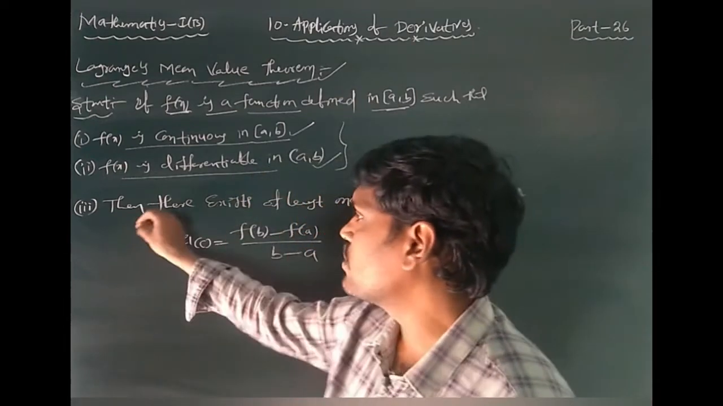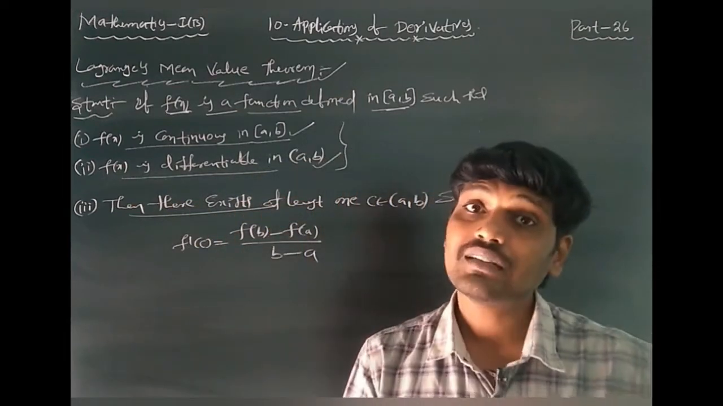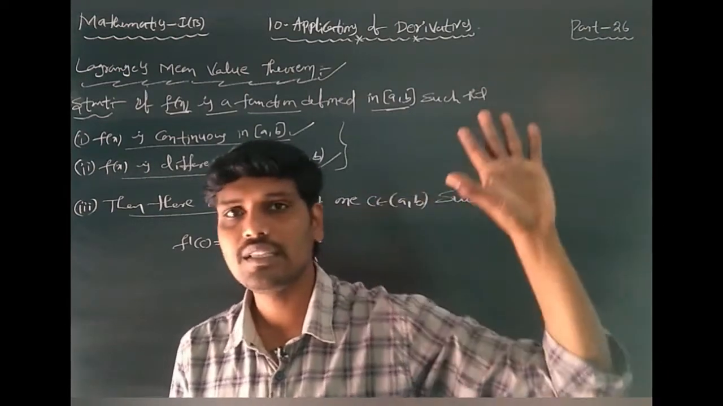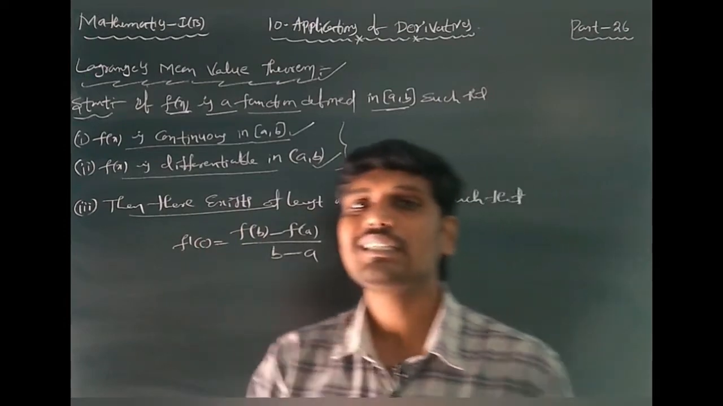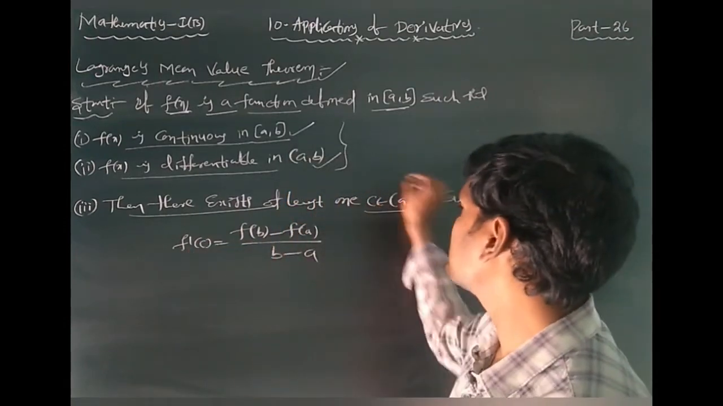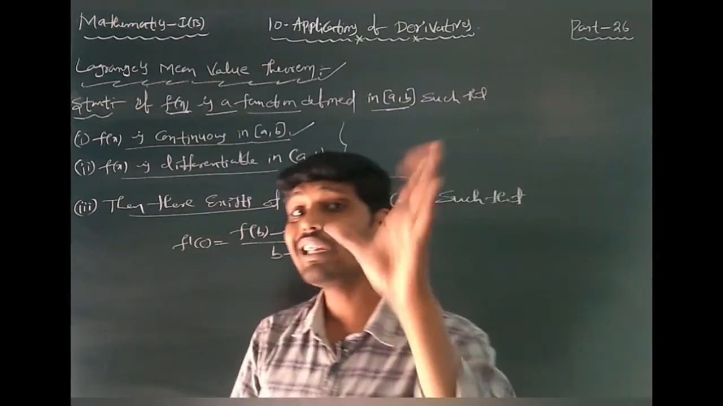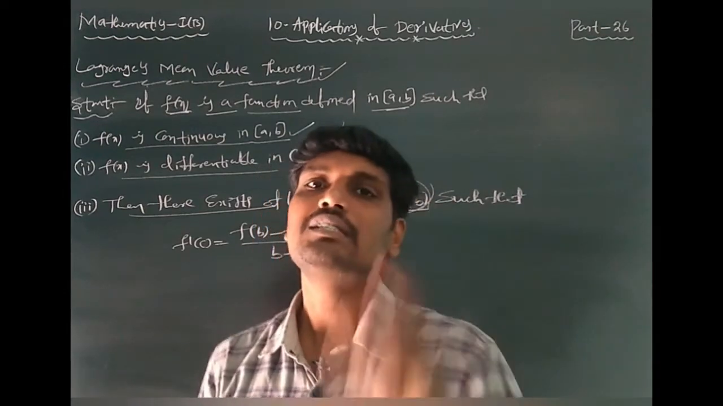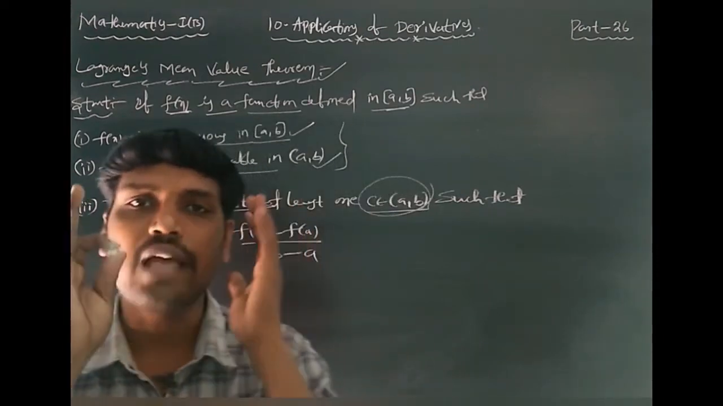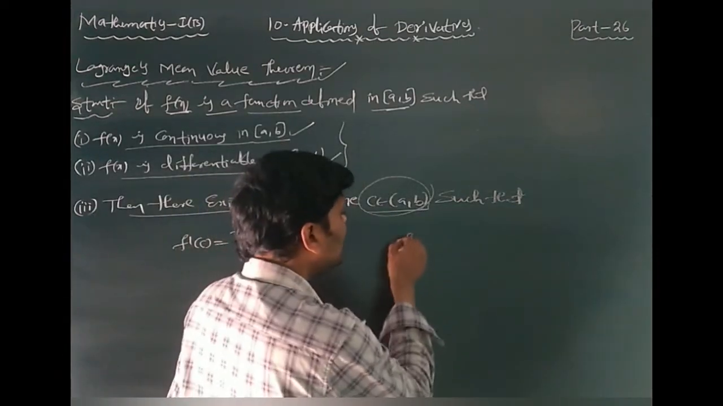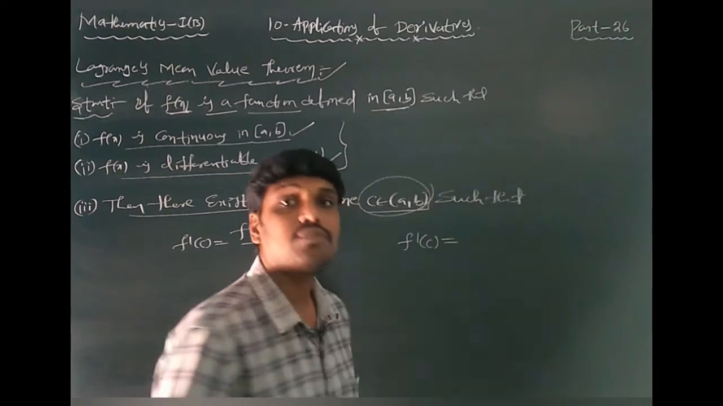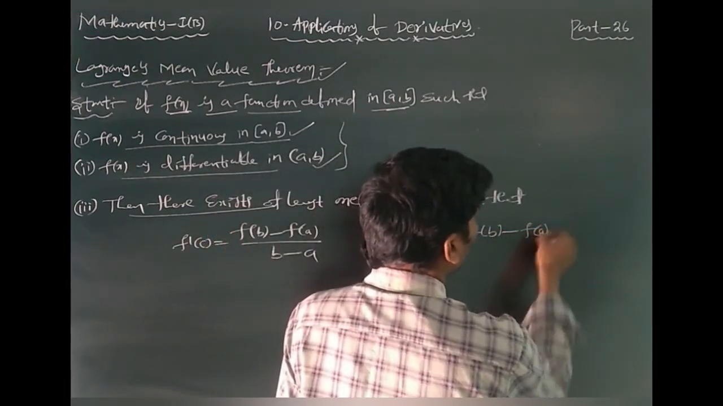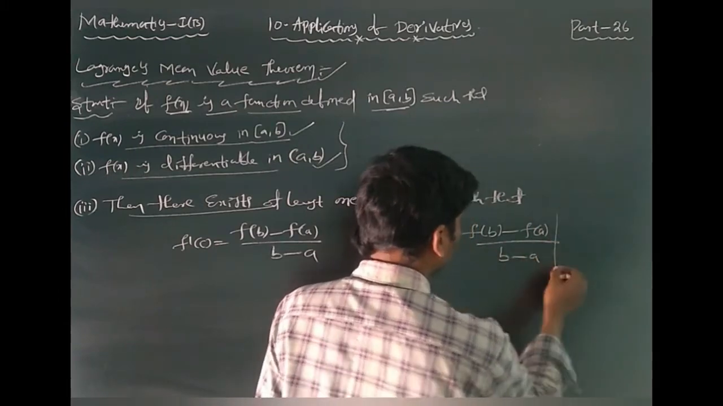After that, the third one. In Rolle's theorem, the third condition is f of a equal to f of b, then f dash of c equal to 0. Here the third condition is different. Then there exists at least one value of c belonging to a comma b, the open interval, that satisfies f dash of c equal to f of b minus f of a by b minus a. This is the formula.